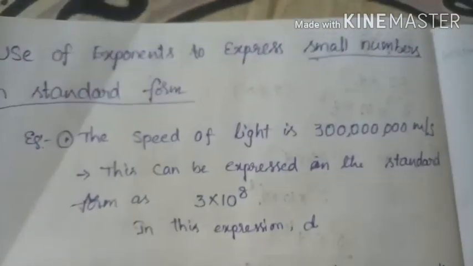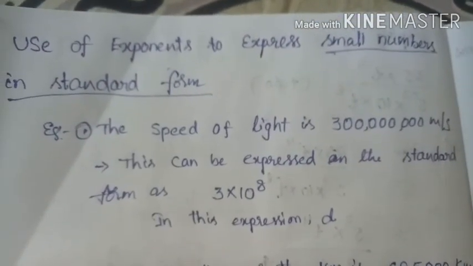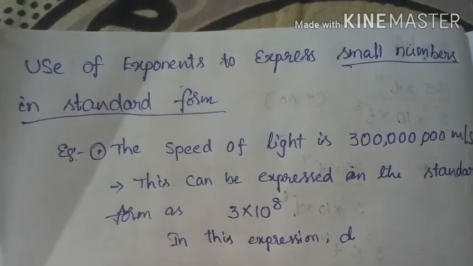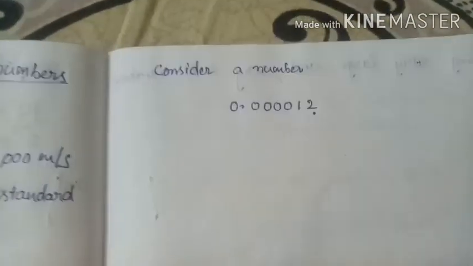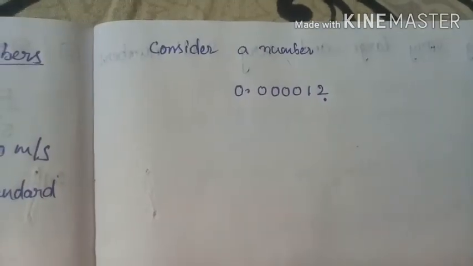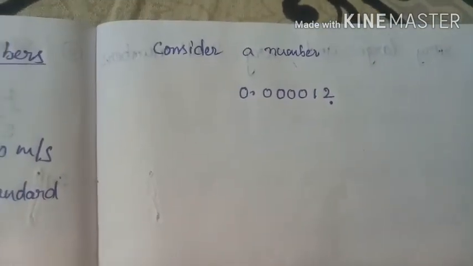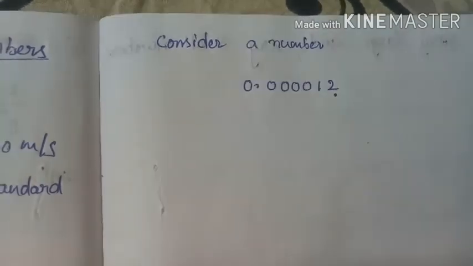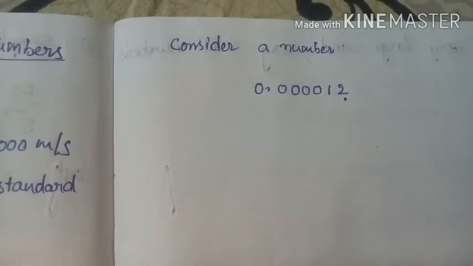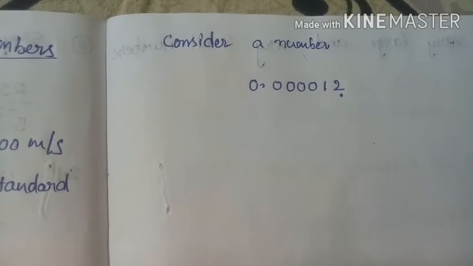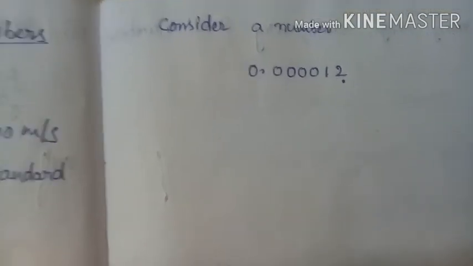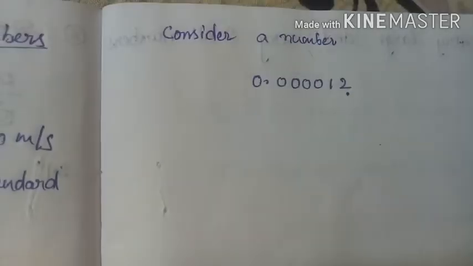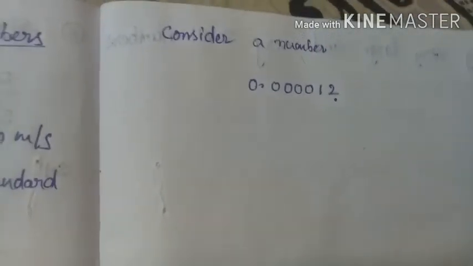Next one, for small numbers, how to write the standard form. Okay. So consider a number 0.000012. So how will we write it as a standard form of the small number? Is it a smaller or bigger number? Larger number? It is a smaller number. So where is the decimal? We should follow the same rule. So where is the decimal? Here.